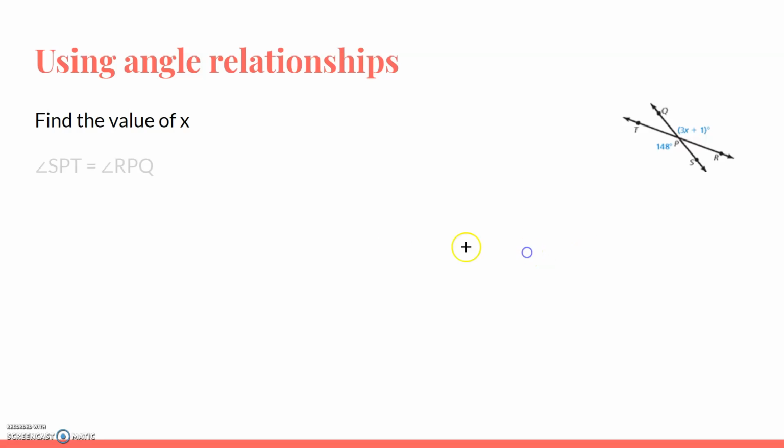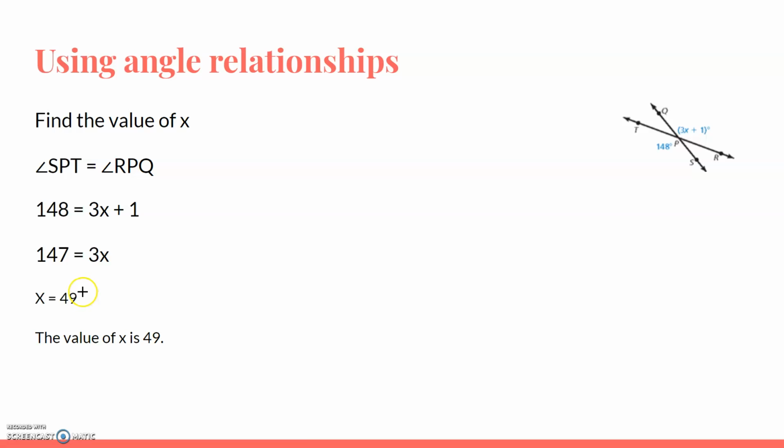Alright, so now that you're back, first off, we know that angle SPT and RPQ are equal because they are both vertical angles, so therefore they are congruent. So let's substitute our values: 148 is equal to 3x plus 1 degrees. Next, subtract 1 from both sides, which gives us 147 is equal to 3x. And then divide both sides by 3, which gives us x is equal to 49. So therefore the value of x is 49.